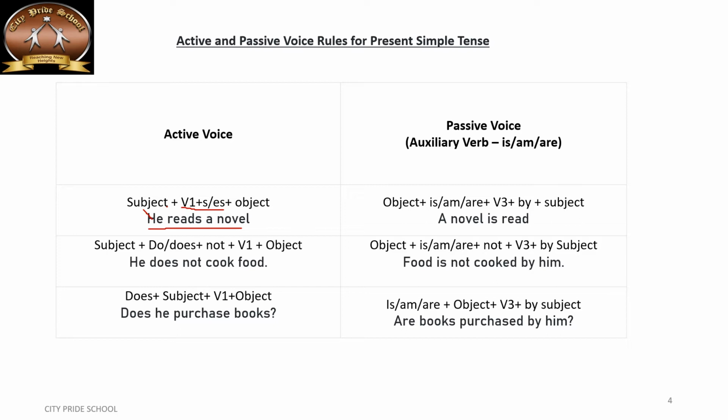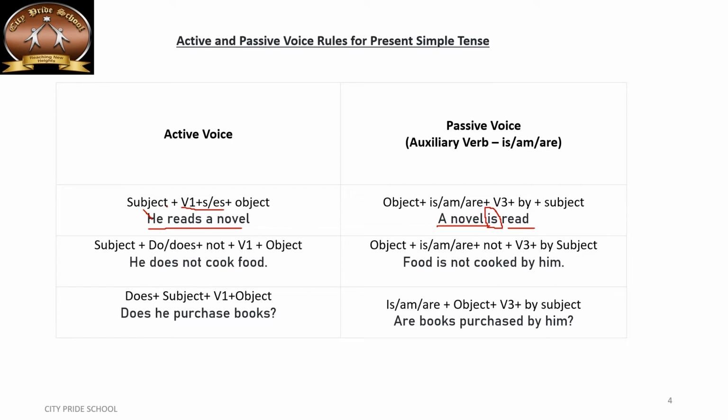Now what happens when we change this to passive voice? Object comes first. What was the object? Novel. So a novel comes first. Then, because it is reads and it is in simple present tense, we use the auxiliary verb is. A novel is read. Though the spelling remains the same, read, the past participle form of read is read, and the spelling is the same. By whom? By him.